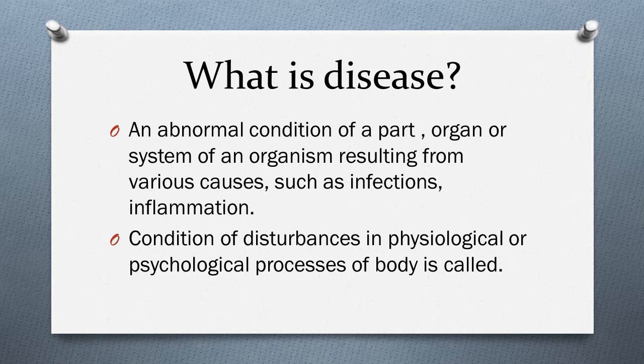Okay, now let's see what the disease is according to the textbook. The condition of disturbances in physiological or psychological processes of the body is called a disease. So students, what is a physiological process of our body? Physiological process relates to metabolism, movement, responsiveness, that means how we respond to a particular feature, digestion, respiration and excretion. So this is physiological.